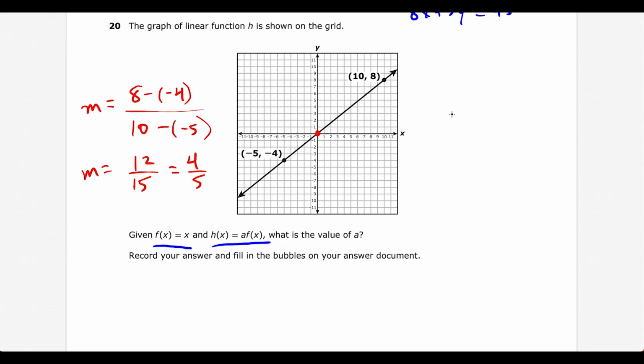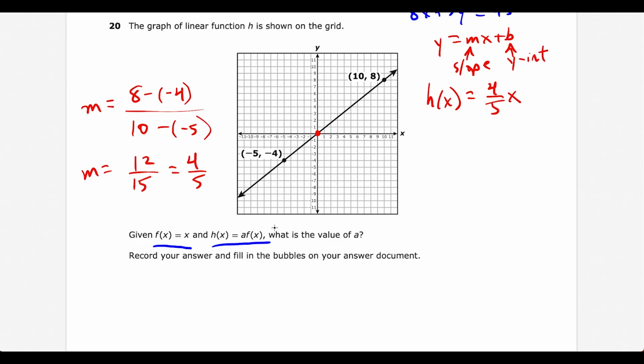So then the equation of h of x, if we want to write an equation for this, we could just think of mx plus b. We have a slope here of 4/5. So we're going to have 4/5 x plus the y-intercept. It's going through the y-axis at 0, so that tells us our y-intercept, our b value, is 0. So our function h of x is just 4/5 x.